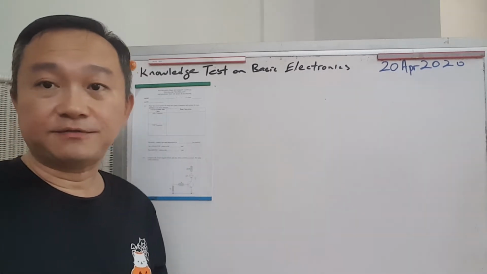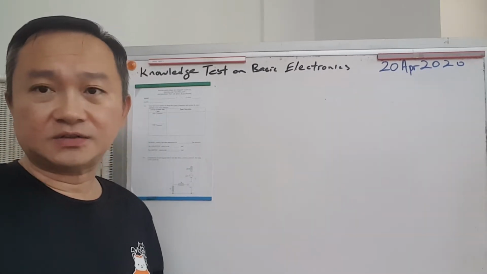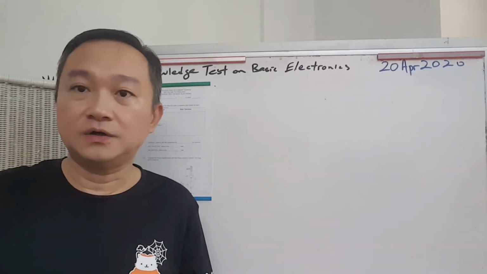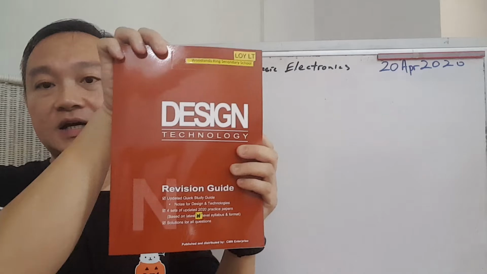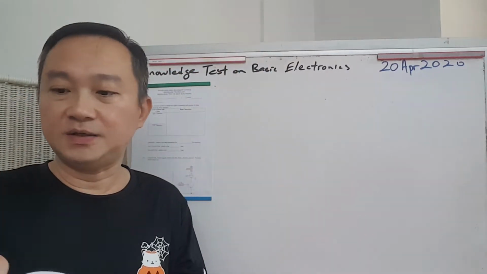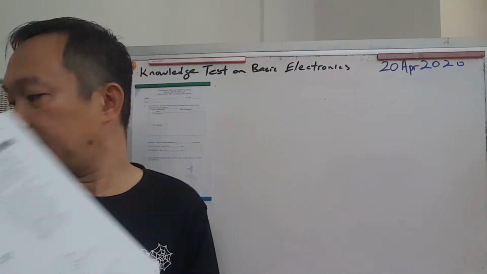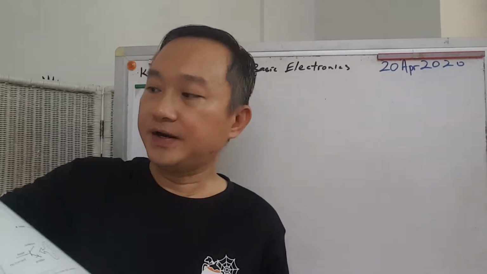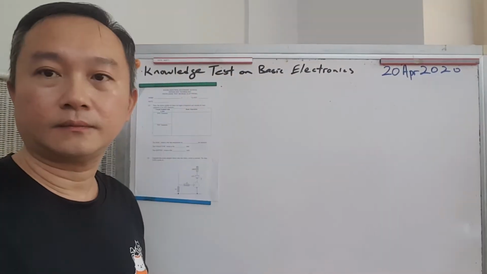Before we start, you've got to have a few things with you as well, okay? Besides your writing materials, this 2-page worksheet itself, your D&T revision guide, specifically page 55, as well as your D&T textbook, on page 285. So have them ready before we start.